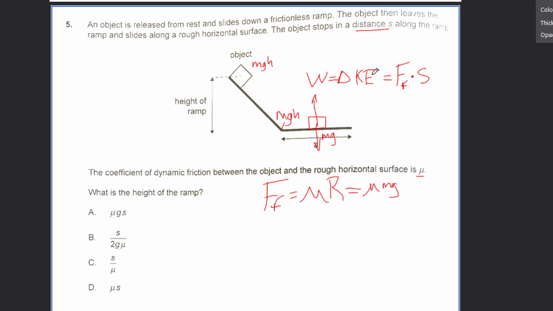So now let's plug this in. We have mgh equal to the force of friction, which is mu times mg times the displacement s. Now this mgh is coming from the change in kinetic energy. Well, the m and the g both cancel. We're left with h is equal to mu times s. That is answer choice D.